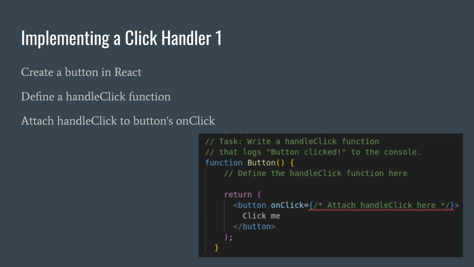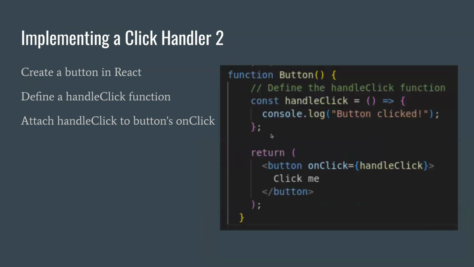For those of you who are watching the recording, please pause this recording and try implementing this. Okay, we're going to resume, and in the next slide, we'll have an implementation example. So we would define the handleClick function, and in the handleClick function, we will say console.log button clicked, and then we would pass this handleClick as a prop.